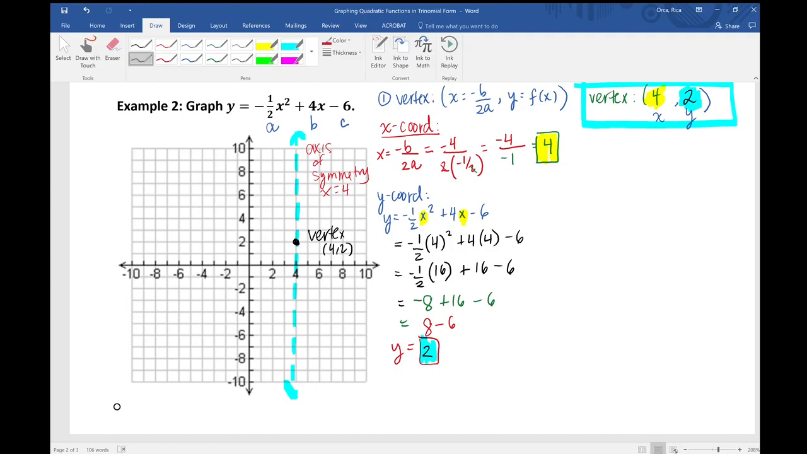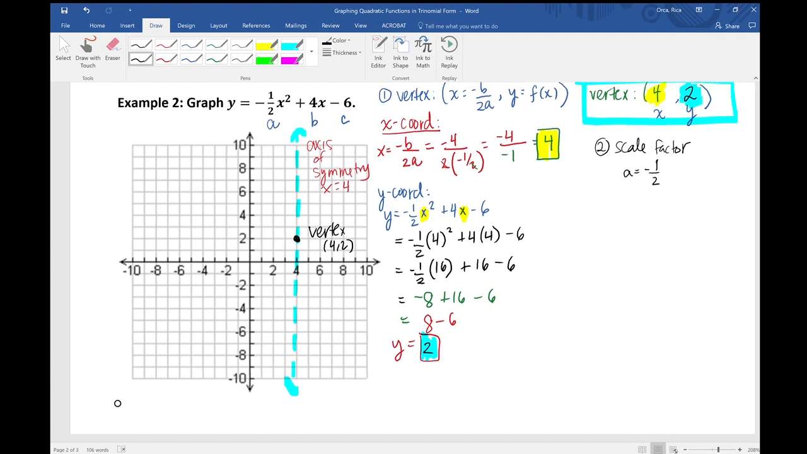Now let's use our scale factor. So moving on to step 2, our scale factor, that's our a value. A equals -1/2. I know two things. I know that the parabola opens down, and I know that my parabola is going to be wide because my a value is -1/2, and that number is between -1 and 1.